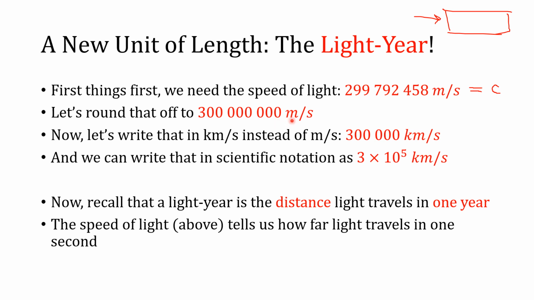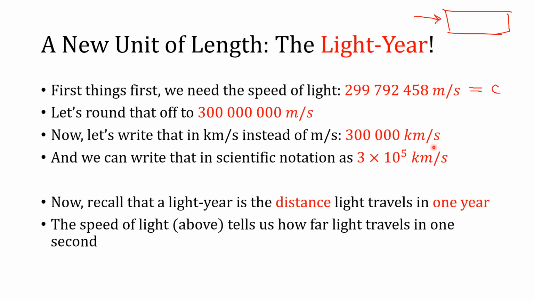Now, one extra thing we could do to make this easier for ourselves is, instead of writing it in meters per second, we could write it in kilometers per second. Because a kilometer is a bigger unit of measurement, the number should get smaller. Because a kilometer is 1,000 times bigger than a meter, this number is going to be 1,000 times smaller. So we just shaved off 3 zeros, and we've got a 3 and 5 zeros kilometers per second. So that's 300,000 kilometers per second.